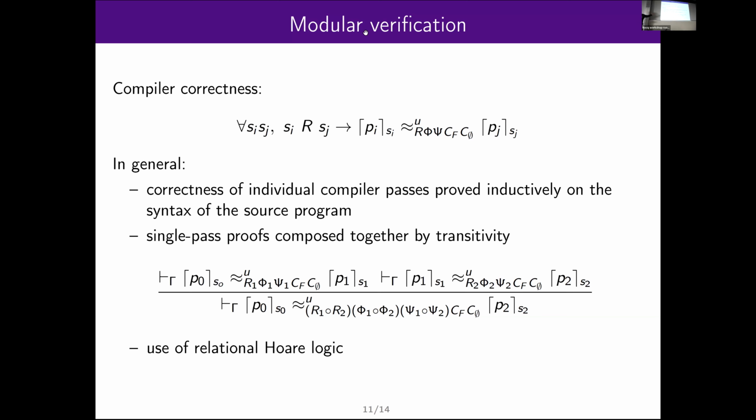Then we compose them together by using the transitivity rule that we've proved for the relation. As a matter of fact, the verification uses a kind of high-level relational Hoare logic, which I'm not showing here, but it can be guessed from the implicit Hoare structure that's already part of the equivalence relation that we've discussed.